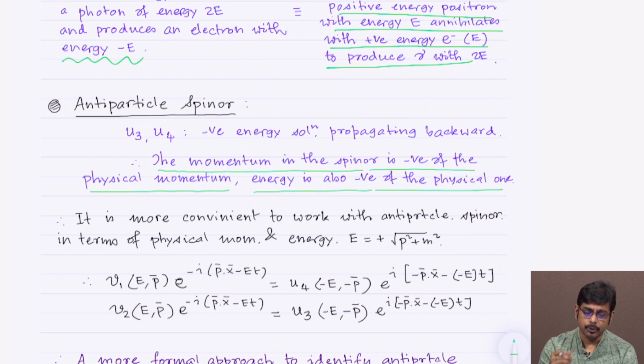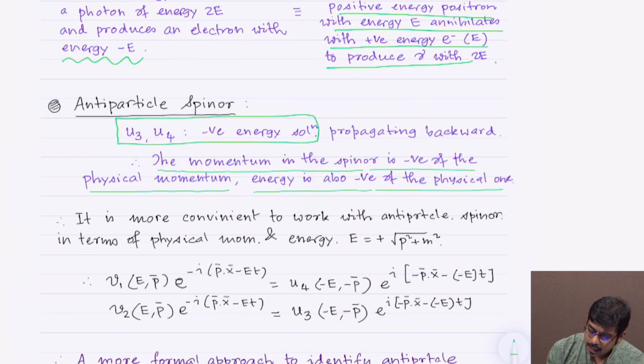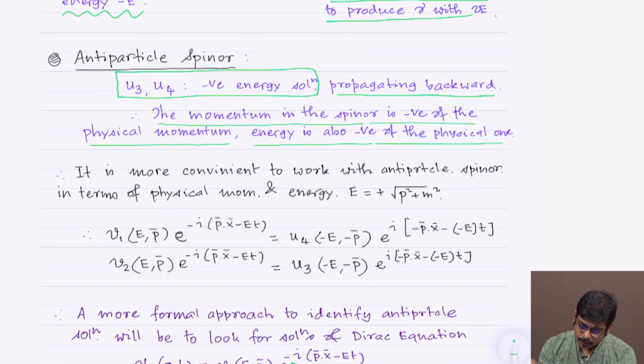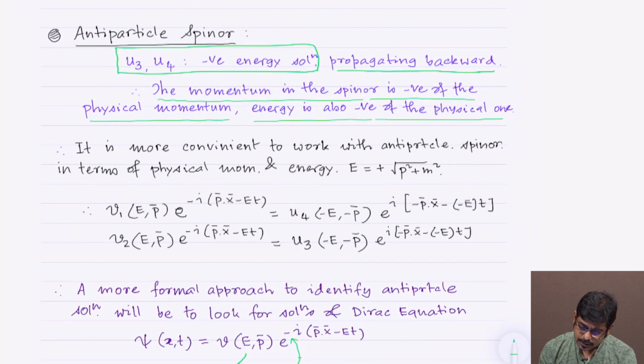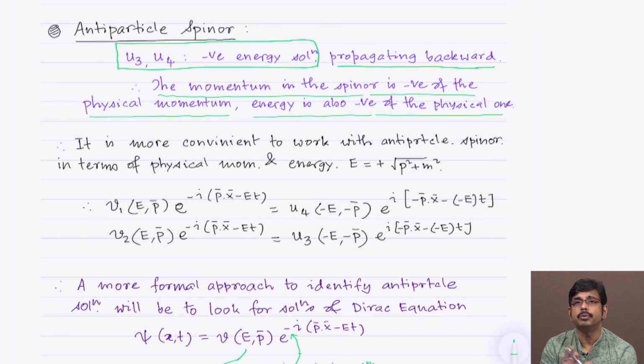So, the u3 and u4 that we obtained previously, which give me the negative energy solutions, are basically propagating backward, and these are the antiparticle solutions. But it is more convenient, instead of having these negative energy, negative momentum particles propagating backward in time, to replace them with positive energy antiparticle-like solutions, and this is precisely the prescription by which we can find the antiparticle solutions of the Dirac equation also.